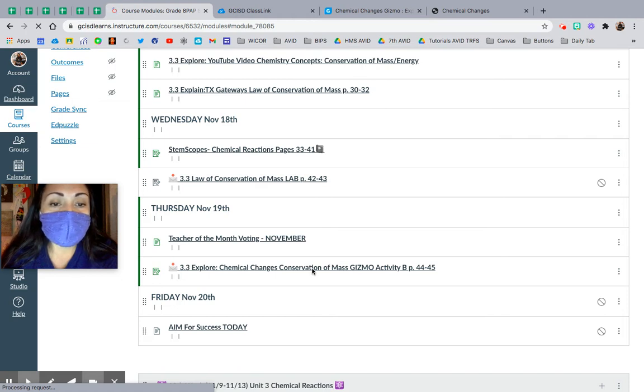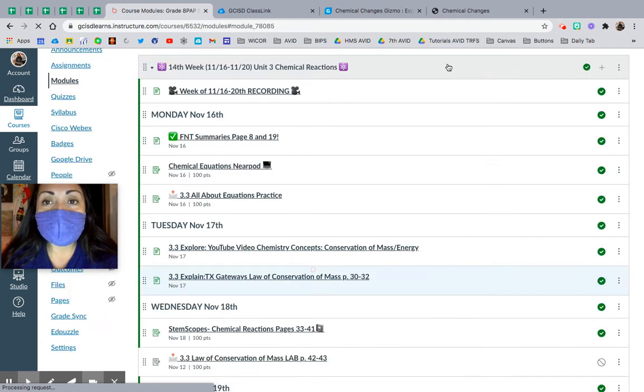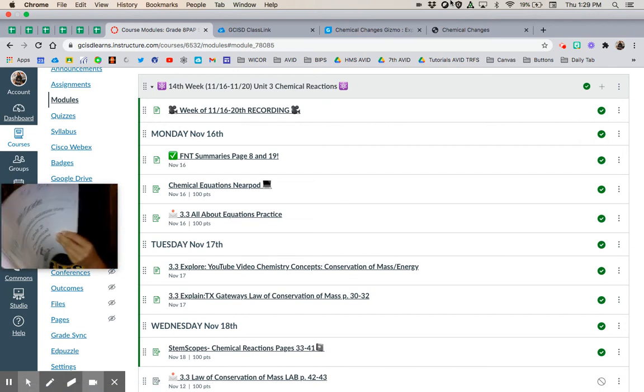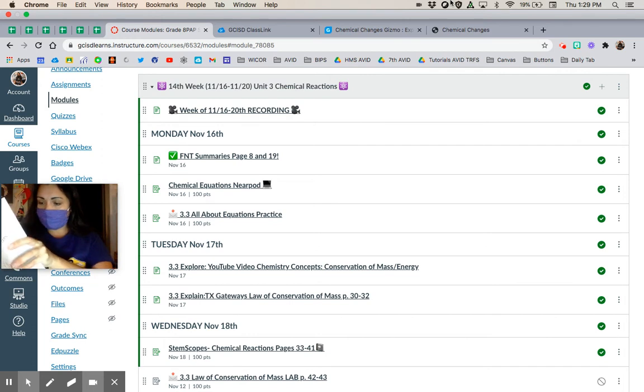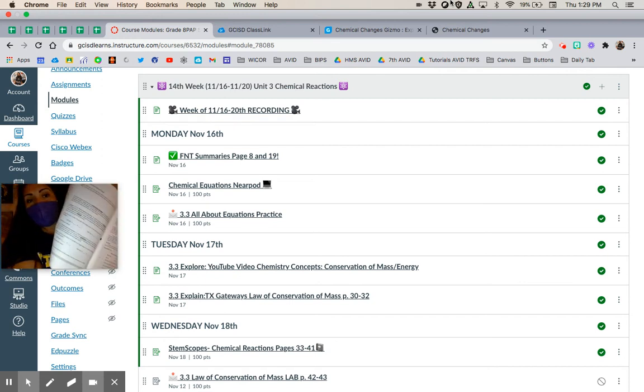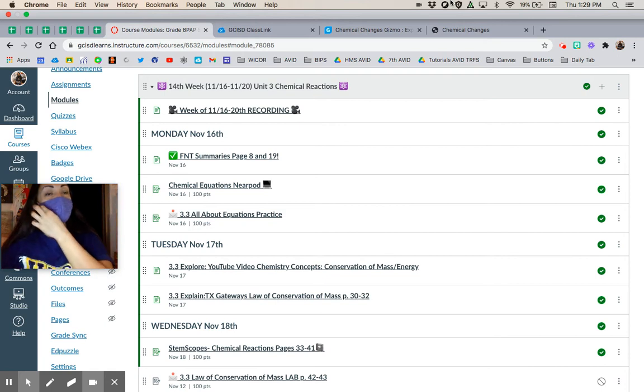And then click 3.3, Explore Chemical Changes, Conservation of Mass Gizmo. So y'all are going to be using pages 44 and 45 in your trusty, dusty journal. So page 44, right here, says Gizmos across the top. And then page 45, right here.